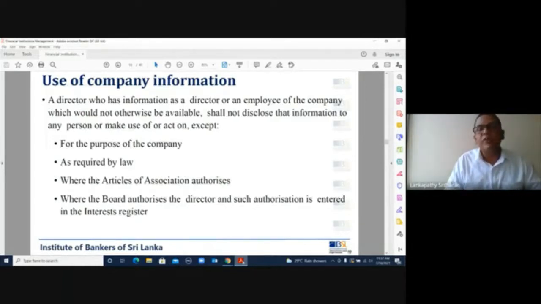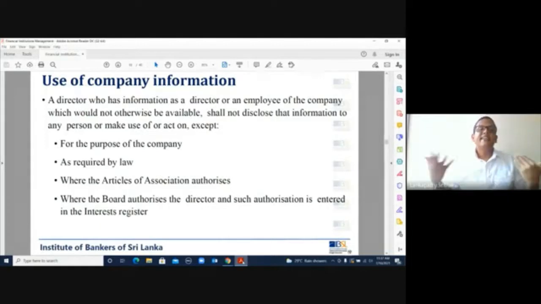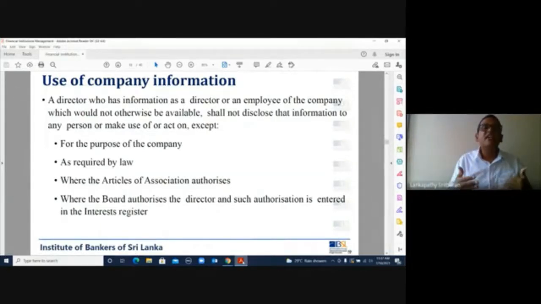They can't disclose that information, but they can disclose such secret company information for the following purposes. If it is for the purpose of the company, they can use that information. They can also disclose it as required by law, where the articles of association authorize it, or where the board authorizes the director and such authorization is entered in the interest register. Otherwise, they can't. Simply, this is a secrecy provision. A director may come across several pieces of company information and should not disclose them, unless it is related to the company or authorized by law. Understand?